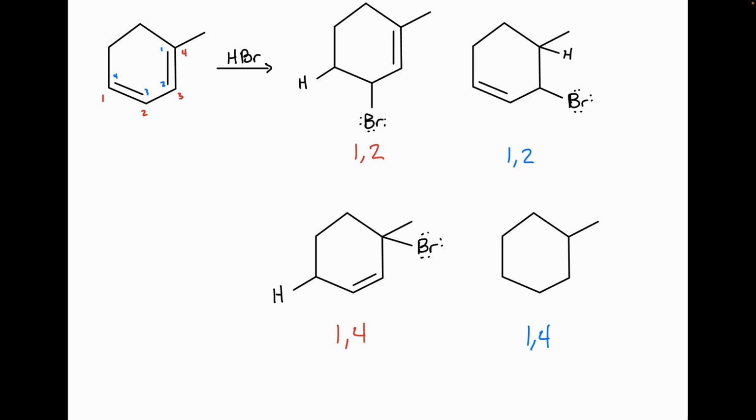If I want to draw my other 1,4 product, my hydrogen is now on my blue carbon 1. My bromine is on blue carbon 4. And again, that double bond has moved.